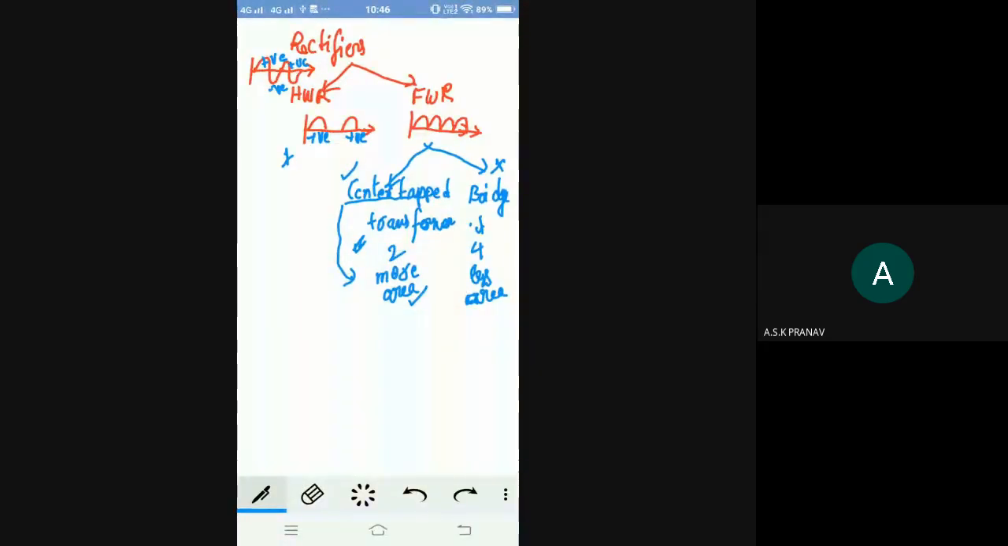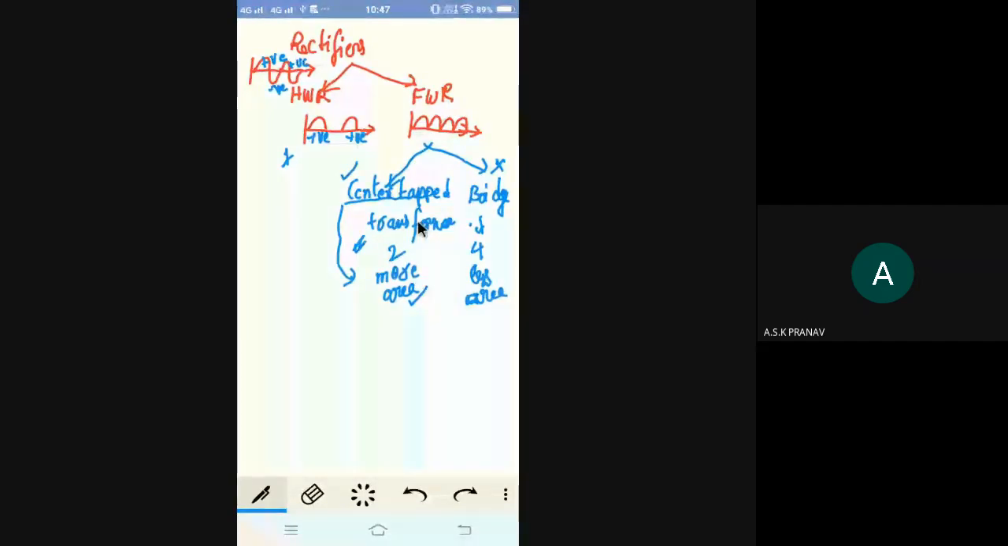So, rectifiers are mainly classified into two types: one is the half wave rectifier and the other is the full wave rectifier. What is the main difference? In a half wave rectifier, only the positive half cycles of an input signal are converted into pulsating DC, whereas in a full wave rectifier, both positive and negative half cycles are converted into pulsating DC. Again, full wave rectifiers are classified into two types: the center tapped transformer full wave rectifier and the bridge full wave rectifier.